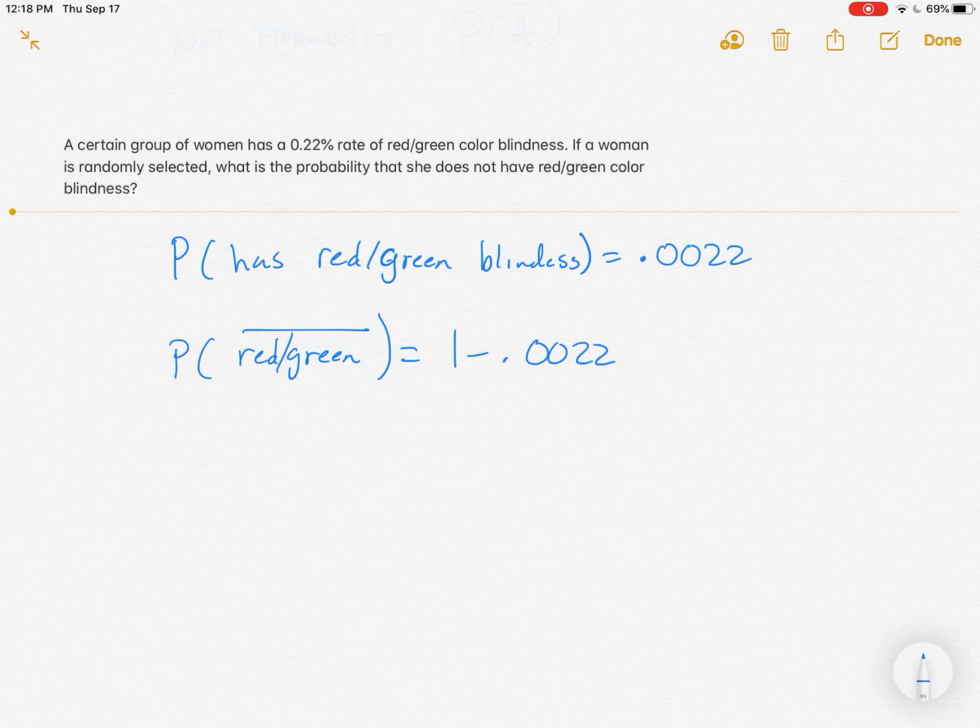If I told you that 60% of the student body at Folsom Lake College was female, you would know that 40% is male, simply by doing a 1 minus or 100% minus. The ones like our 100% minus 0.0022, and the answer we should be typing in is 0.9978. Not surprisingly, 99.78% of the women should not have red-green color blindness.